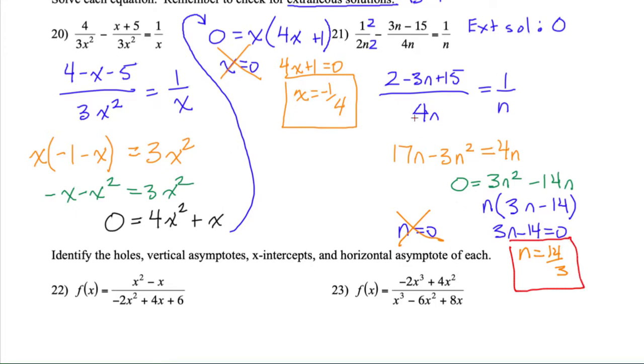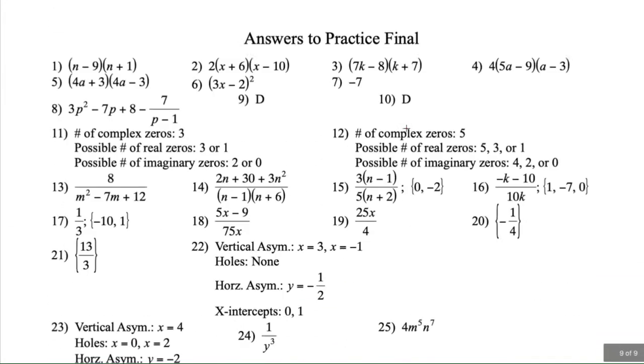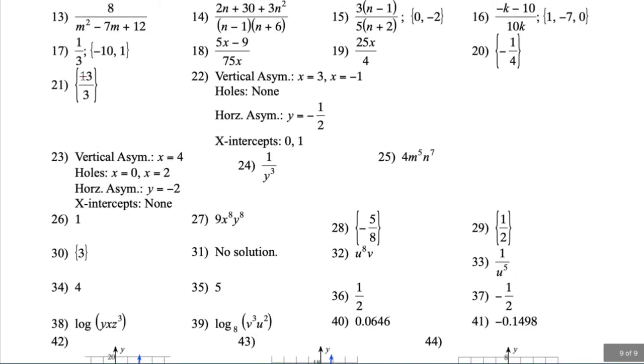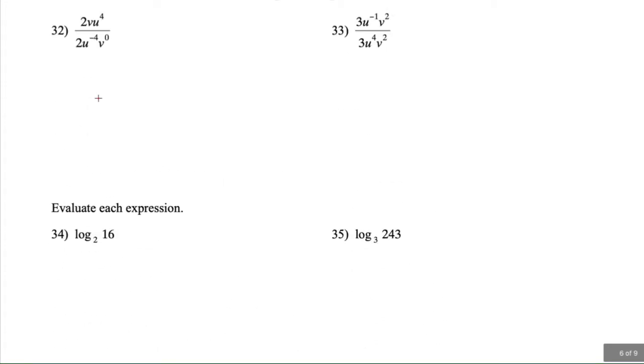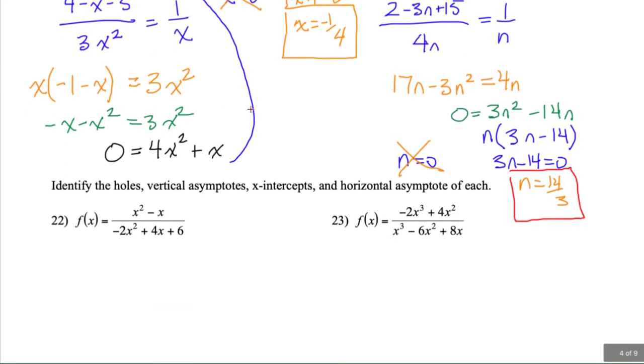Let's go ahead and check that work again. That was number 21. I guess I should have this open in another tab so I don't have to keep scrolling up and down. 13 thirds. Uh-oh, what did we do wrong? 13 thirds.